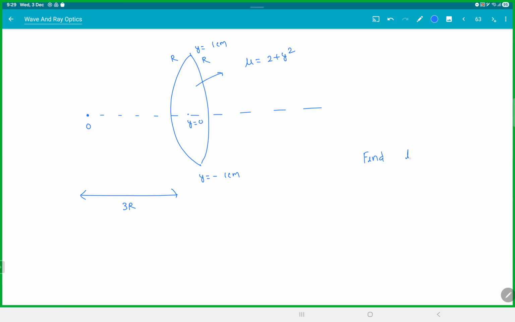The mu is changing with position, with the height. Meaning this lens, right? Different pieces have different refractive indexes. So we have an object, a point object. Something happens. You'll not get a single image, you get multiple images. Find the length of the image.